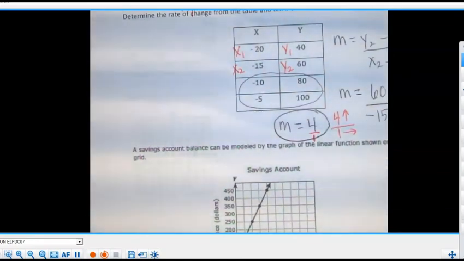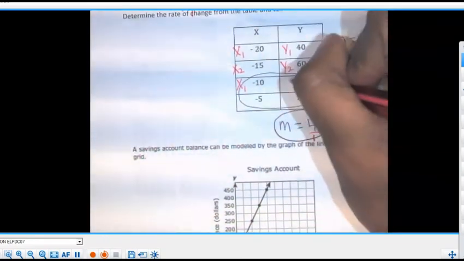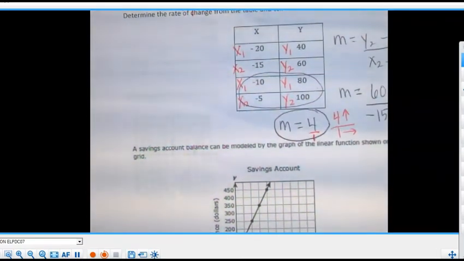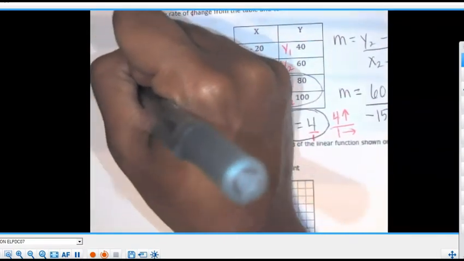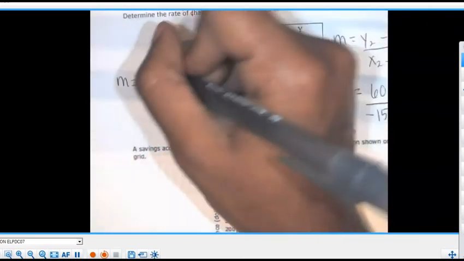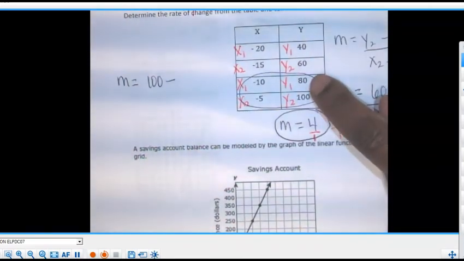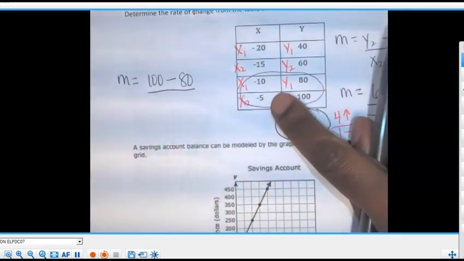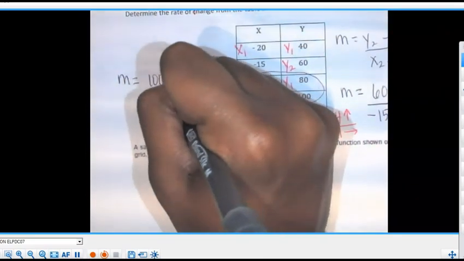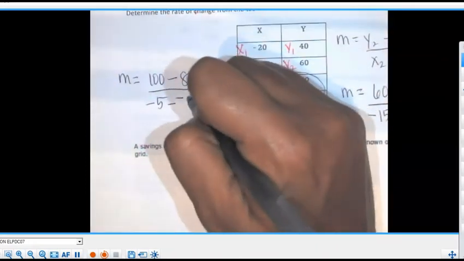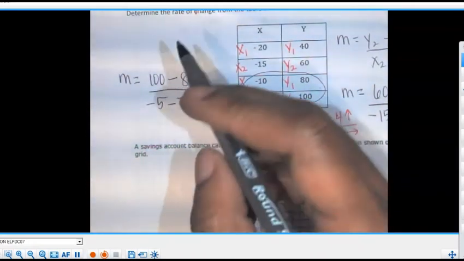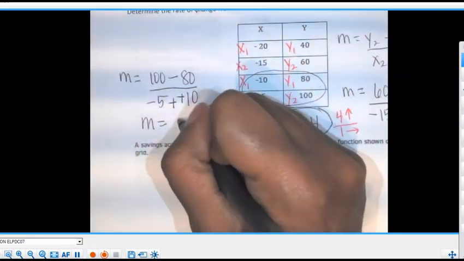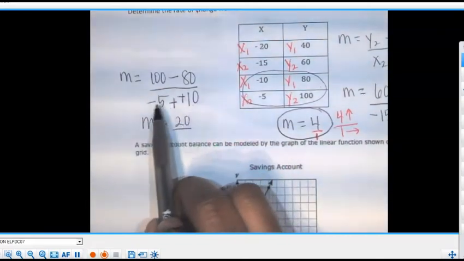So let me call this one my x1. This is my y1. Here's my x2. Here's y2. So again, m equals y2, which is 100, minus y1, which is 80, divided by negative 5 minus 10. Remember that there's a subtraction symbol in the formula. Okay, so here's what we got. Ready? M is equal to 100 minus 80, which is again 20, divided by 10 minus 5, which is 5.